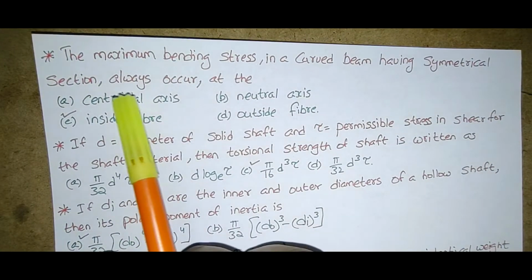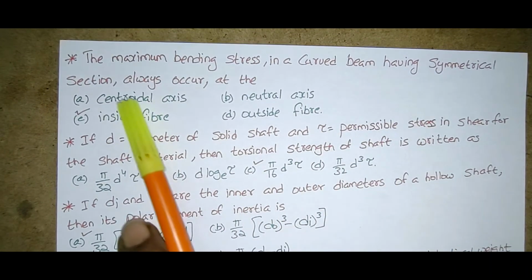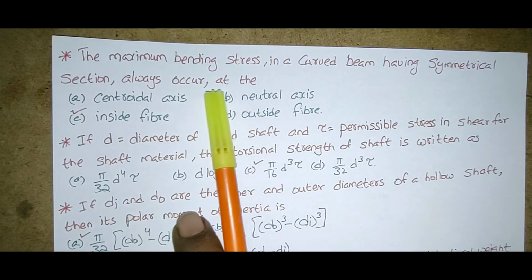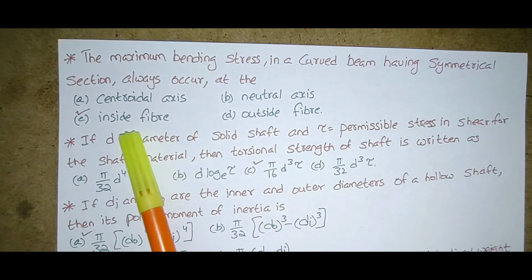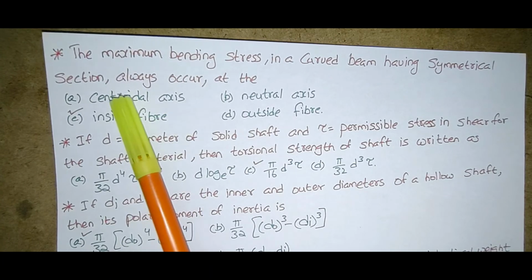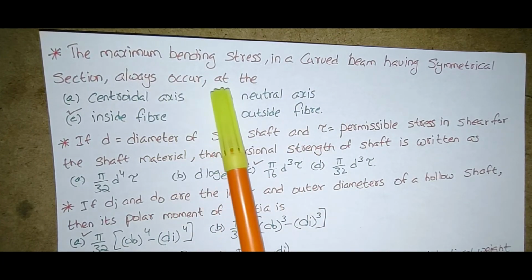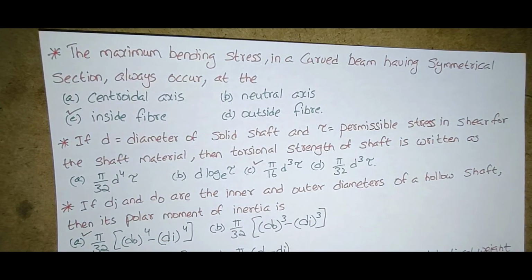The maximum bending stress in a curved beam having symmetrical section always occurs at the centroidal axis, neutral axis, inside fiber, outside fiber. So it is inside fiber. The maximum bending stress in a curved beam having symmetrical section always occurs at the inside fiber.